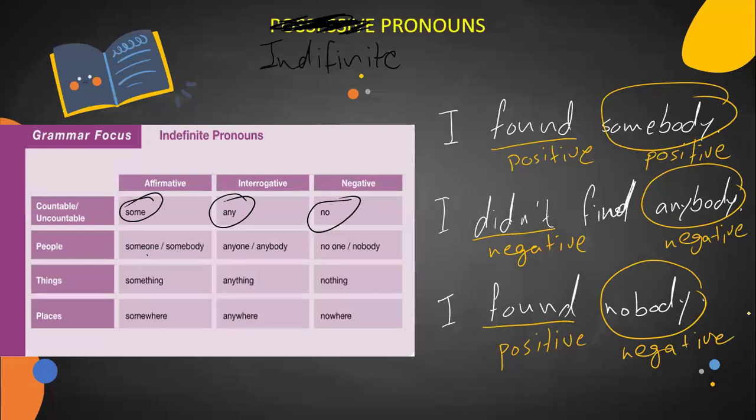Again, we use some if the verb and the meaning are positive. If they are both negative, we use any. If the verb is positive and the meaning is negative, we use no. Like here, when I entered the first class, I found somebody. There was a student there. In the second class, there wasn't any student there. So I didn't find anybody. In the third class, there wasn't any student also. So I found nobody.